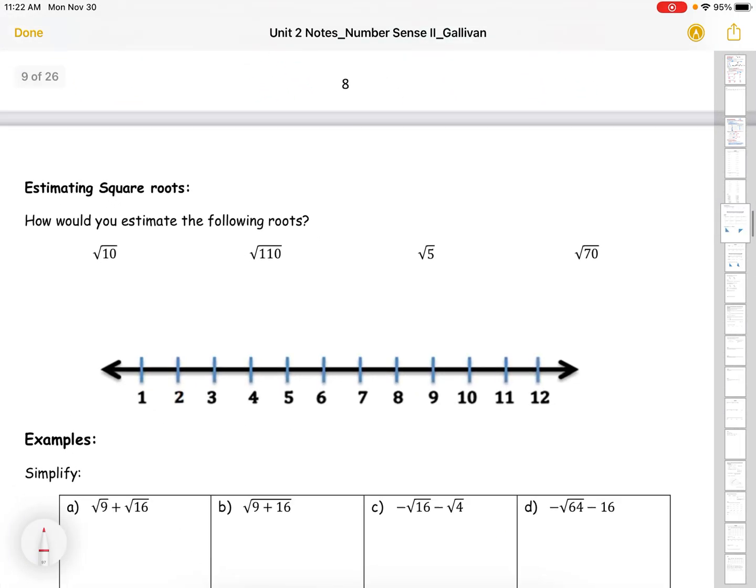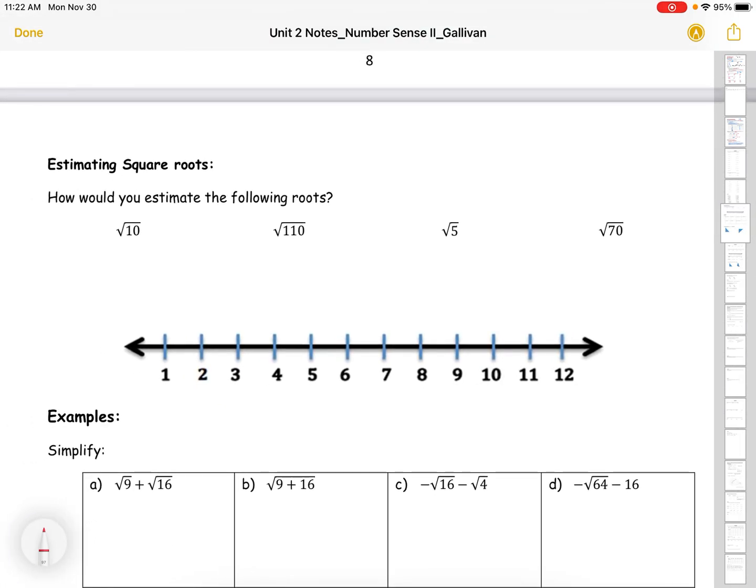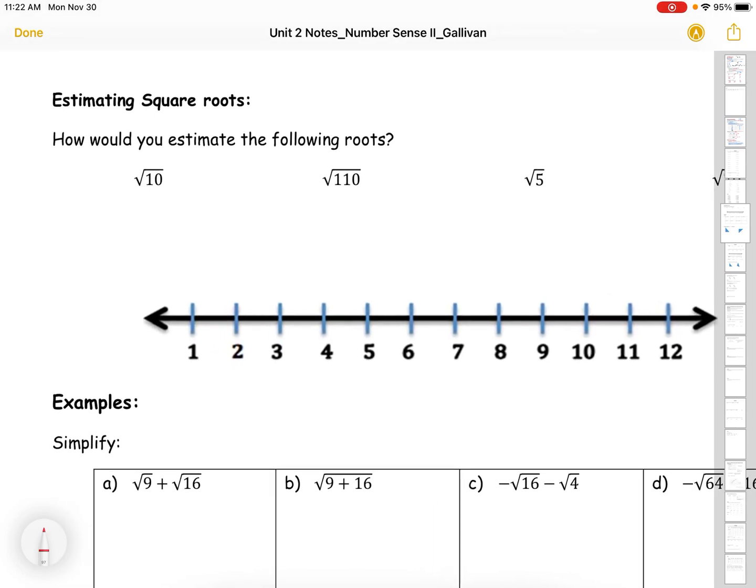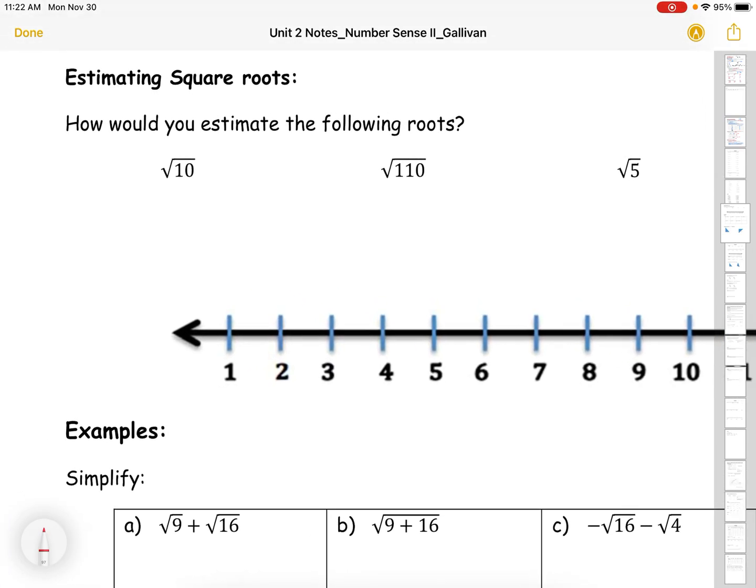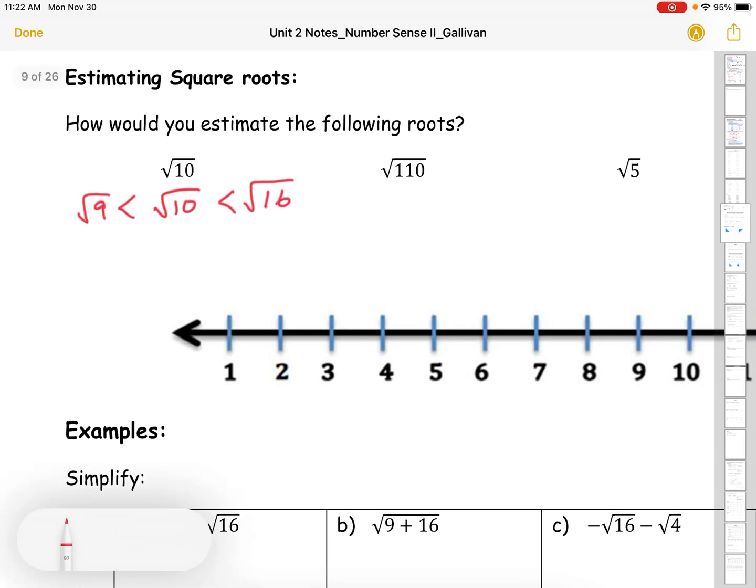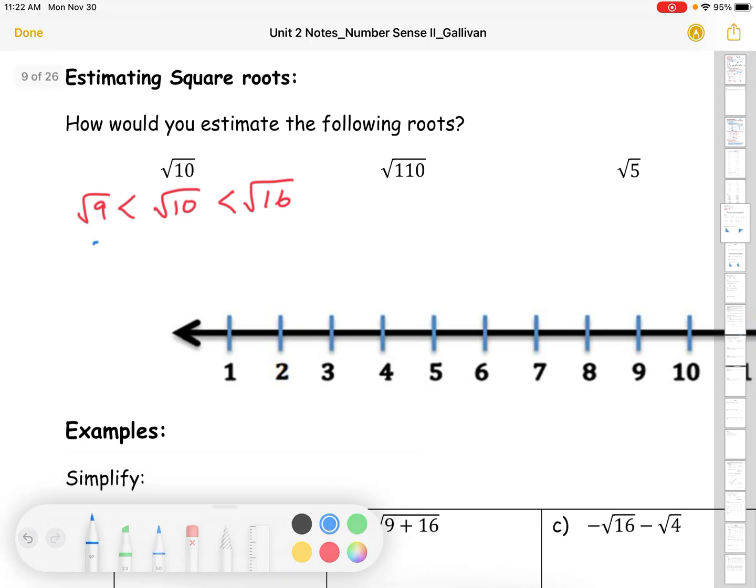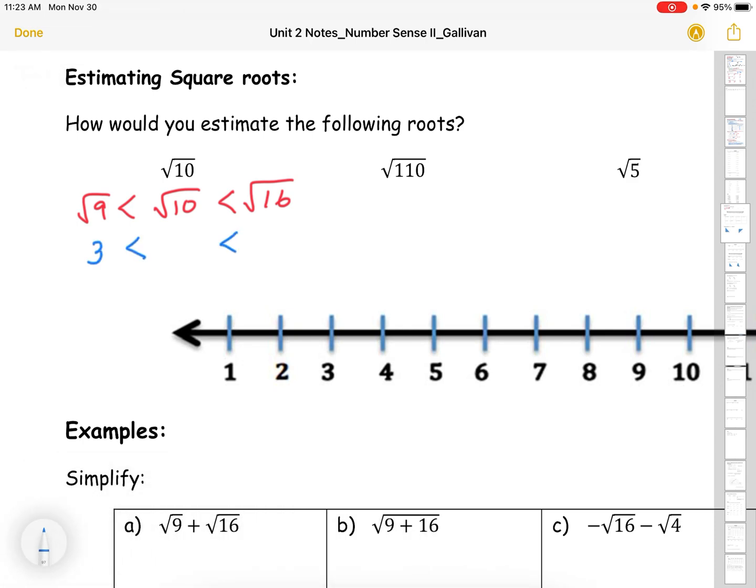Now, we can also estimate square roots if we think about the numbers on either side, okay? So, estimating the following roots. How would we do that? Well, I would think about the two square roots on either side. So I have root 9 there, which would be less than root 10, which would be less than, well, the next perfect square would be 16, right? So for each of these, square root of 9 is 3, and the square root of 16 is 4.